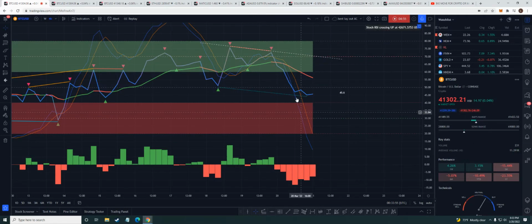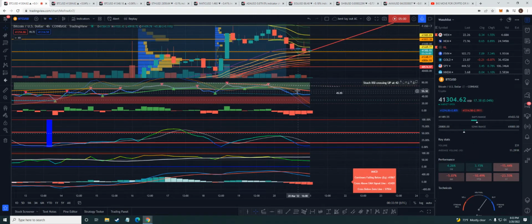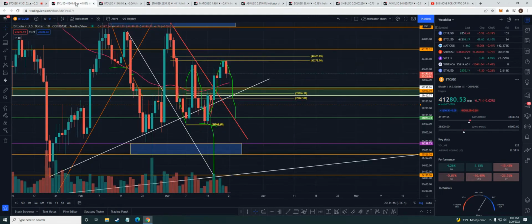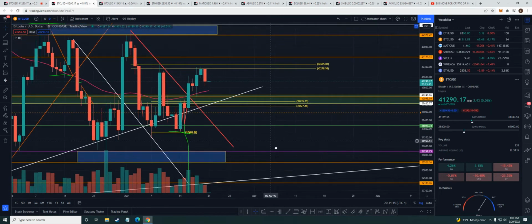Well, we could shape up for a little 4-hour bullish divergence. It's kind of hidden right now, but that could also fail, which it looks like it might. So yeah, our target to the upside still remains the same. This is my Coinbase chart, guys. I'm going to show you my Coinbase chart real quick because we're going to just go over this real fast.